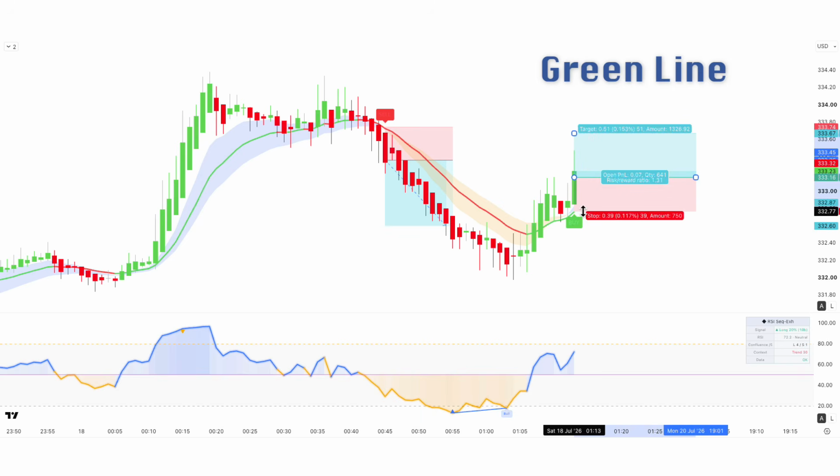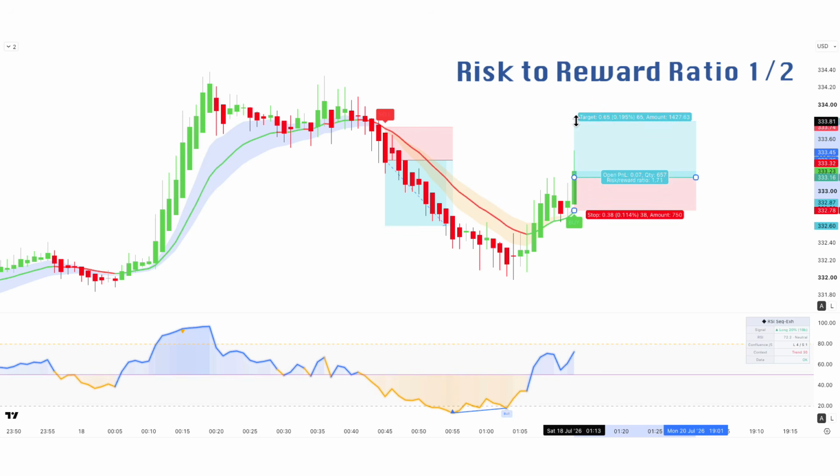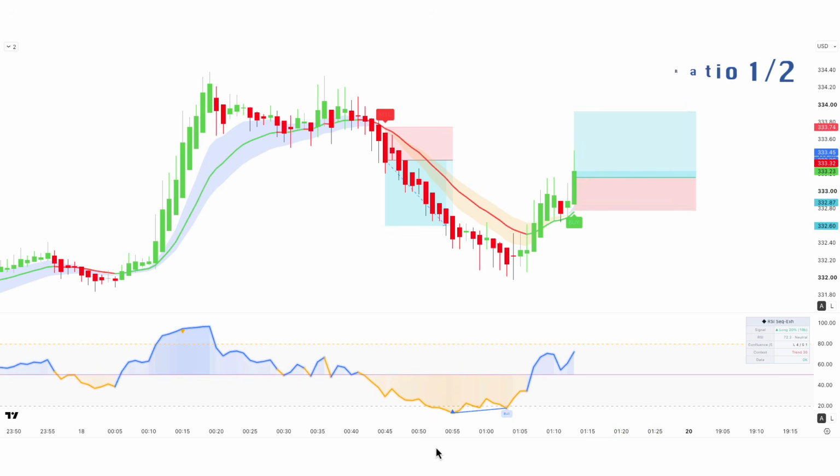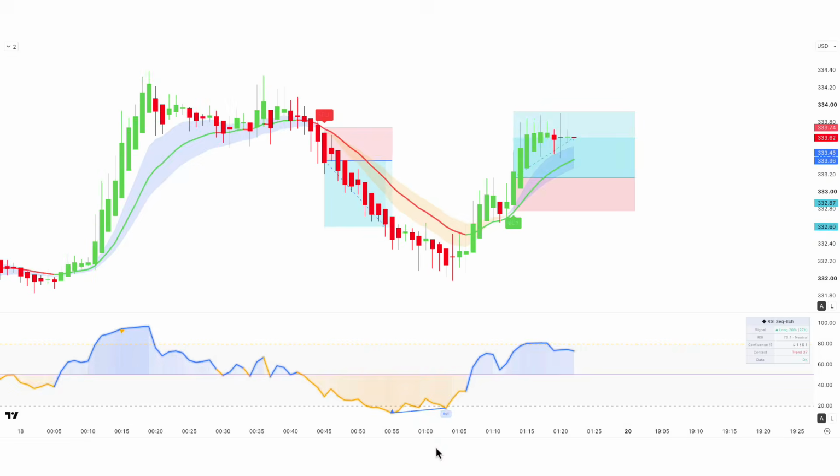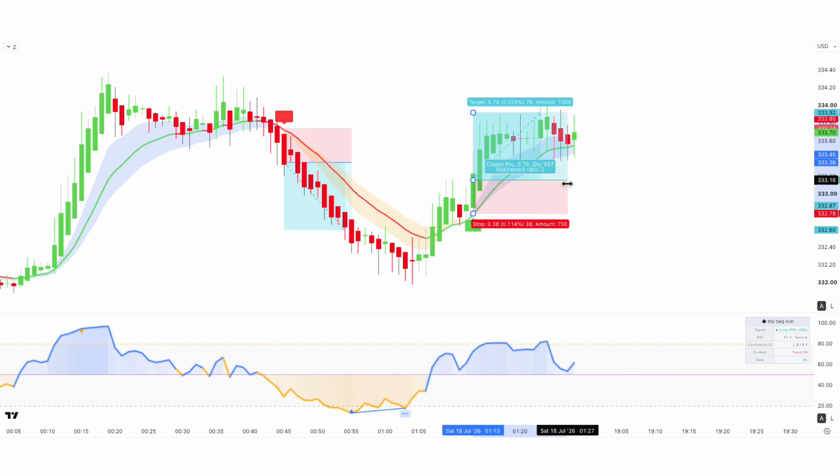Our stop loss is to be placed at the green line, and the risk to reward ratio will be 1:2. Let's see what happens to our trade. We have won the trade. Let's find the next trade.